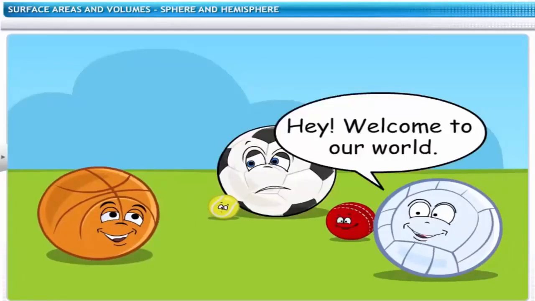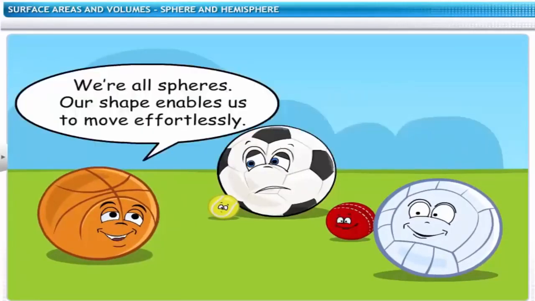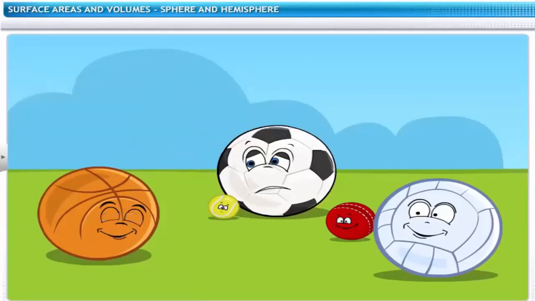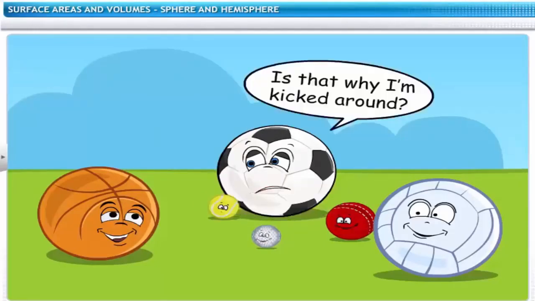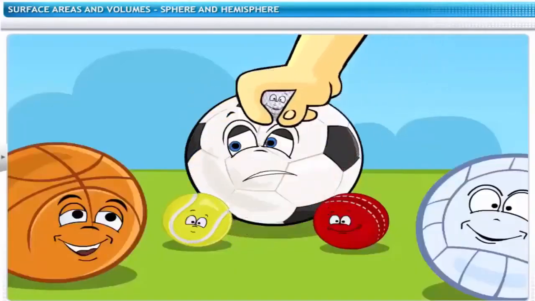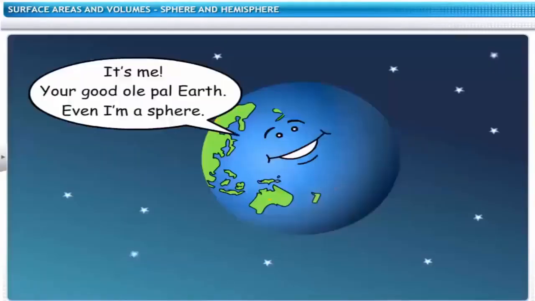Hey, welcome to our world. We're all spheres. Our shape enables us to move effortlessly and land easy. Is that why I'm kicked around? It's me, your good old pal Earth. Even I'm a sphere.